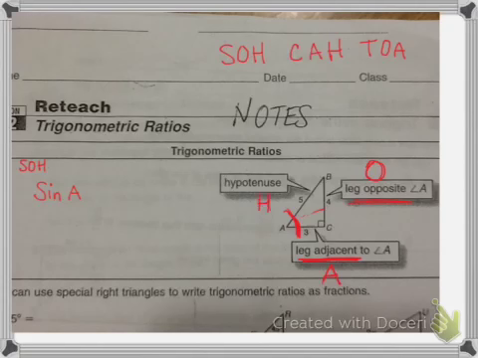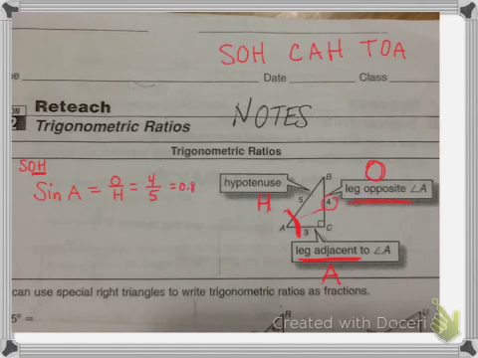SO, or sine, has to do with opposite over hypotenuse. And since the opposite side from A has a length of 4, we're going to put a 4 there. And since the hypotenuse has a length of 5, we're going to put a 5 there. We can type that in our calculator and we get 0.8.